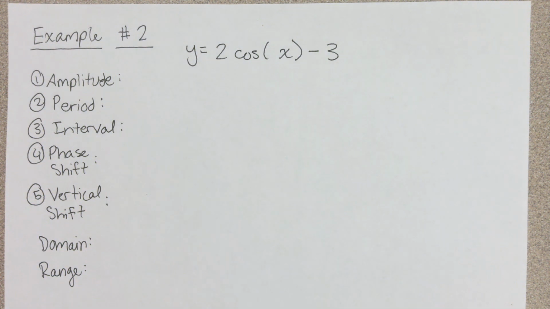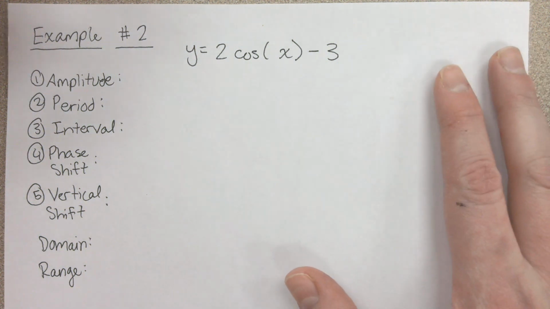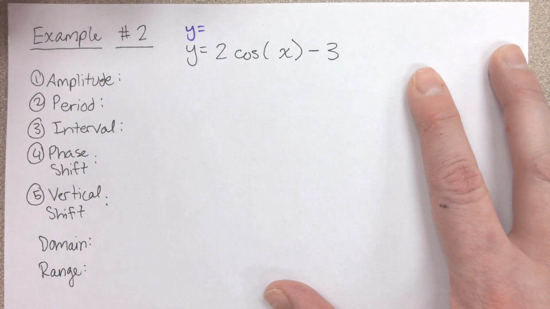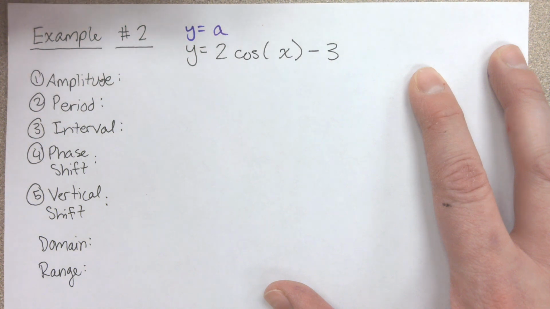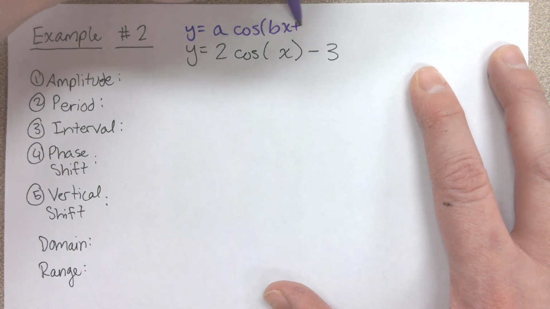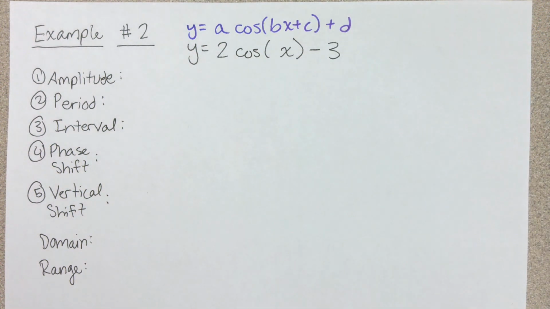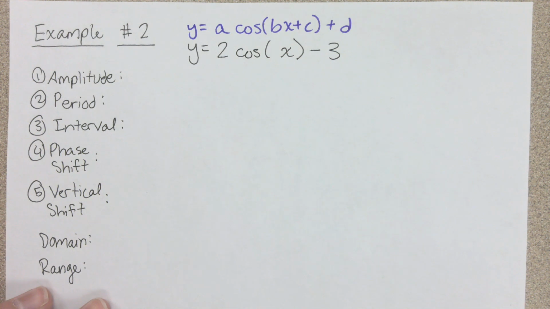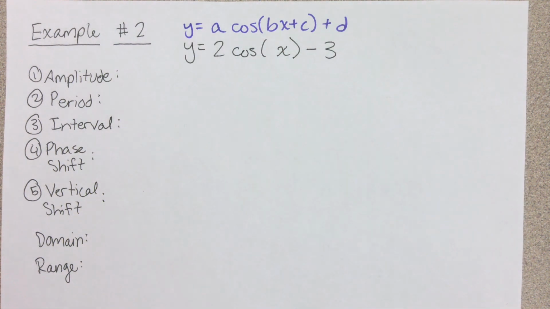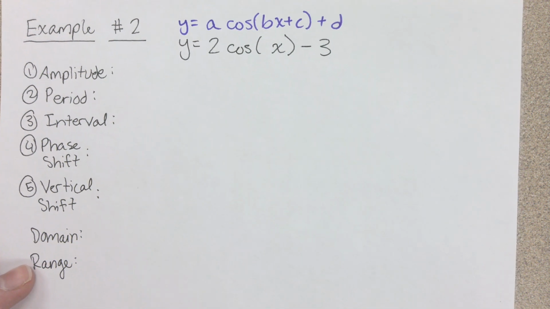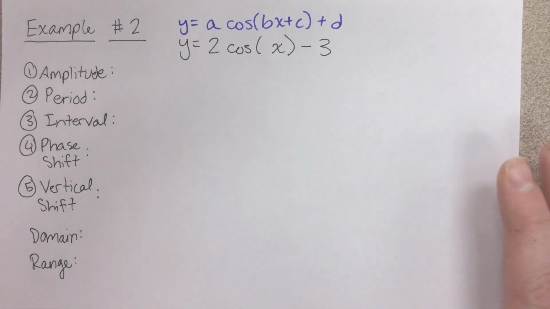So to start, let's write the general form of the equation. Y equals a cosine of bx plus c, plus d. And let's talk about the basic image of the cosine curve.